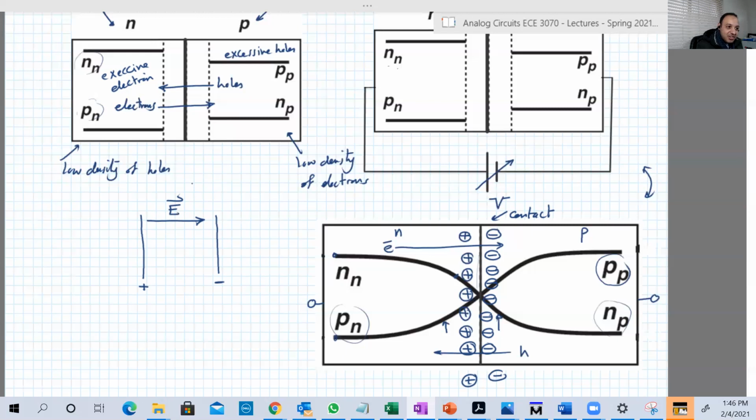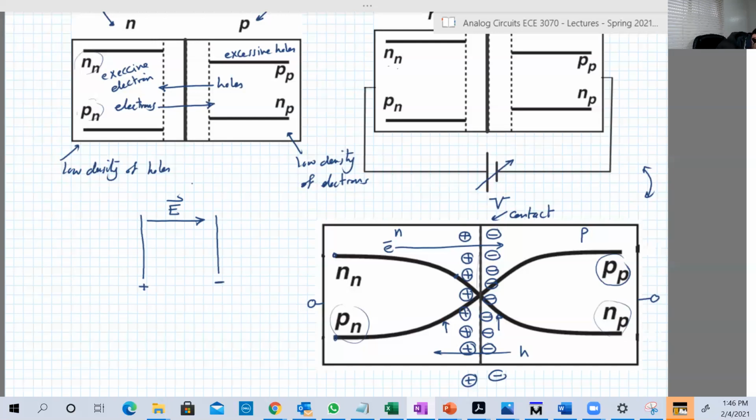Now let's understand the effect of this newly created electric field. It was not there before the contact. Once we make the contact, it will begin to be created and increase with time.